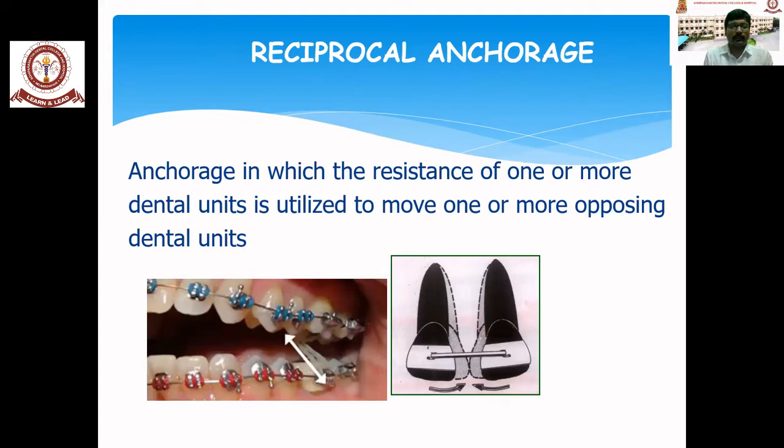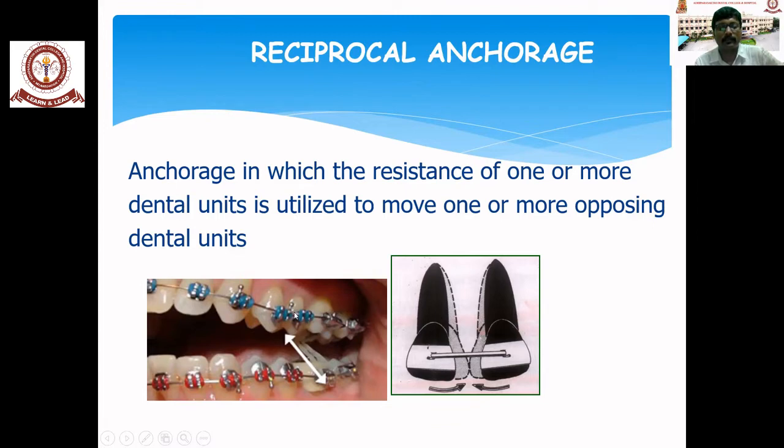Next is the reciprocal anchorage. It is very simple, where one tooth or one jaw provides the resistance for the movement of the other and vice versa. For example, when you have to close a midline diastema, you can look at this diagram. I'll place an elastic between the two teeth. What happens is that your 1-1 acts as an anchorage unit for 2-1 and 2-1 acts as an anchorage unit for 1-1. Ultimately, both the teeth will come closer together and then the space gets closed.